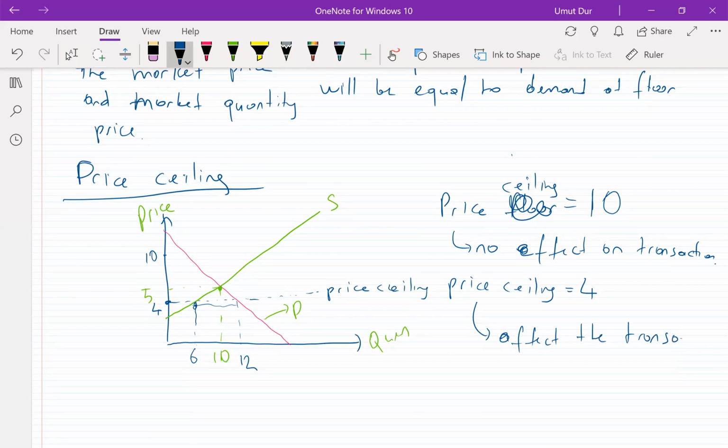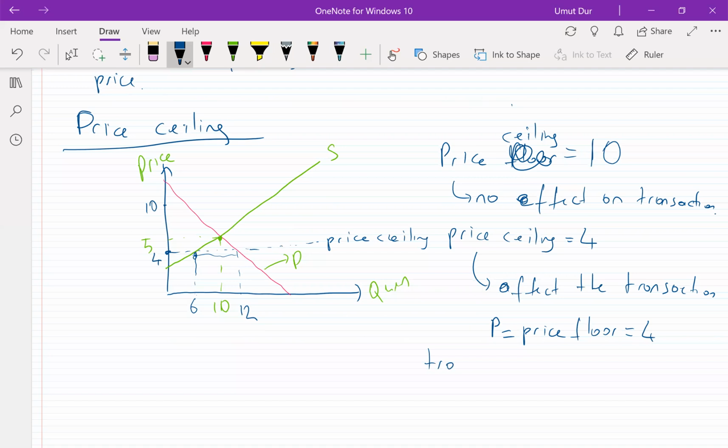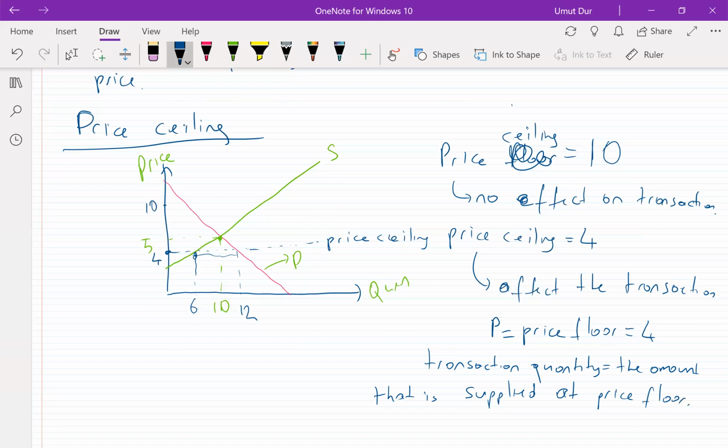transaction, and the transaction will happen at price equal to the price ceiling, which is 4, and the transaction quantity will be equal to the amount that is supplied at the price, which will be 6.